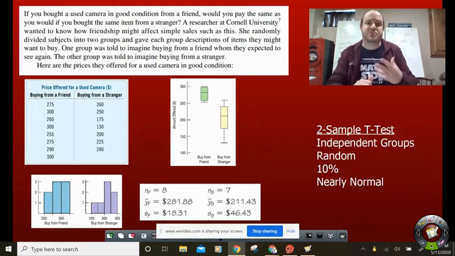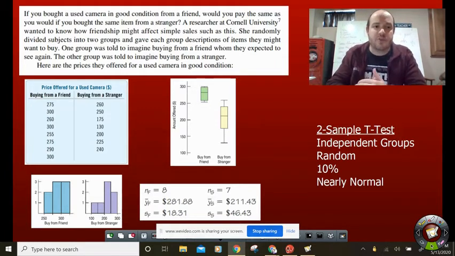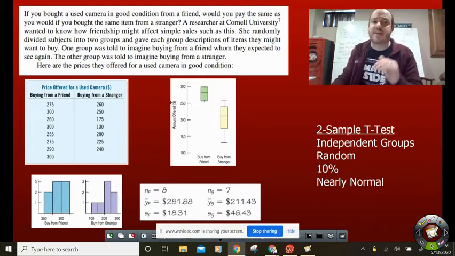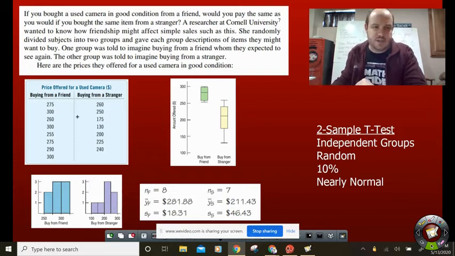So this is kind of an interesting question. It's actually pretty cool. They're looking at, hey, would people offer more or less money to a friend than they would a stranger that they were buying from online or something? So when you look at the data, you can see they gave us a plethora of information here. We have all of the actual data from the sample over here. We have the side-by-side box and whisker plot right here. We have the side-by-side histogram right here. And we have some of the basic information that they already broke down for us so that we won't have to worry about plugging this into a calculator.